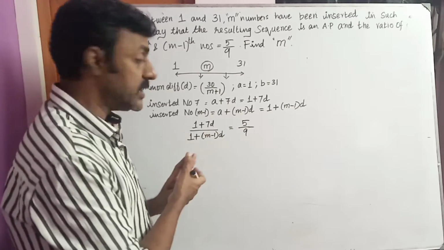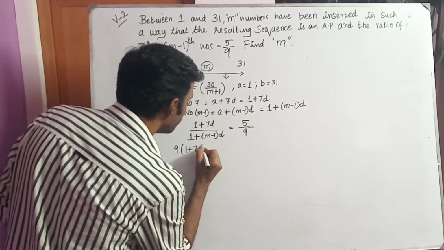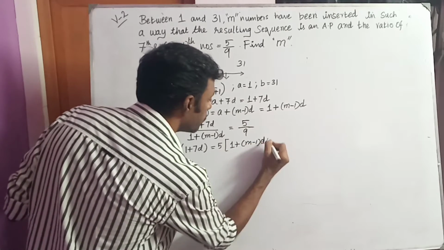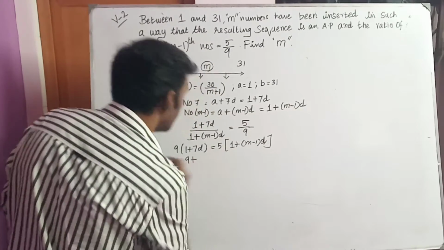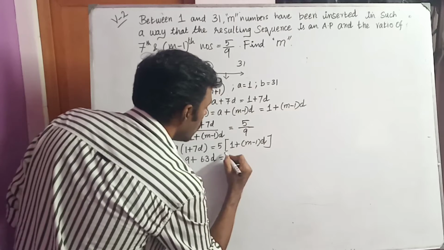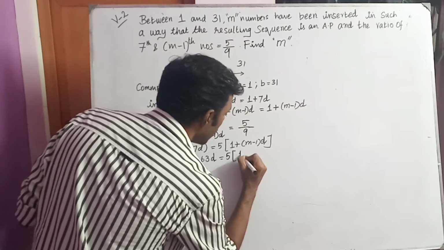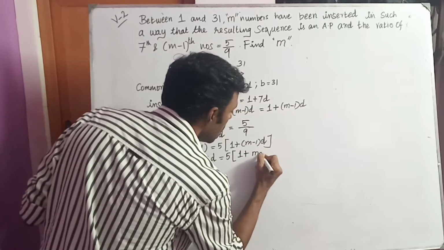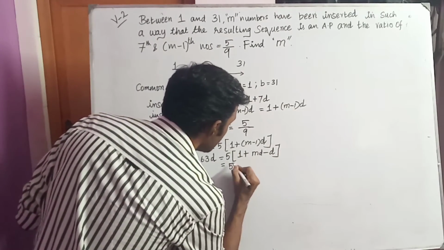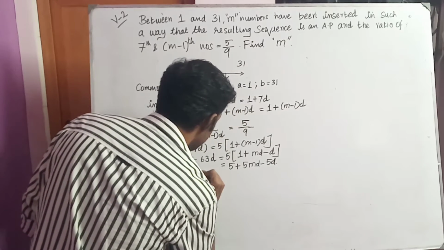Now what we need to do is simplify this. So I am cross multiplying. If I cross multiply, it will become 9 into 1 plus 7 into d, which is equal to 5 into 1 plus m minus 1 into d. So this will be 9 ones are 9 plus 9 sevens are 63d, is equal to, now I am multiplying this term here. 5 into 1 plus m minus 1 into d will be md minus d. Here again I am multiplying it with 5. 5 ones are 5 plus 5md minus 5d. So this is nothing but 9 plus 63d.